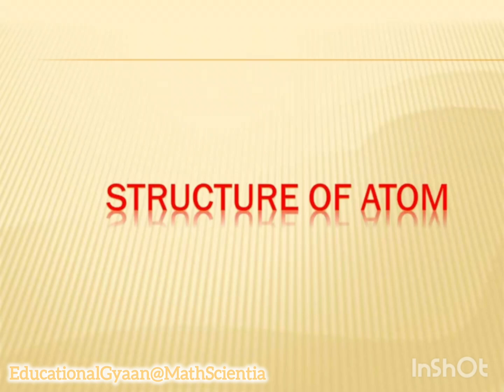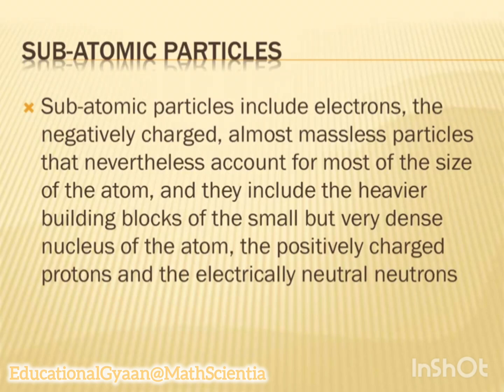Today we are going to learn the structure of the atom. An atom is made up of three particles, namely electron, proton and neutron. Electrons are the negatively charged particles and they have zero mass, whereas protons are the positively charged particles and they have unit mass.